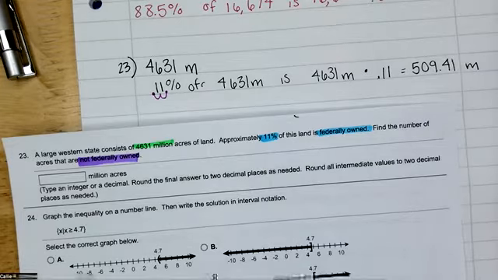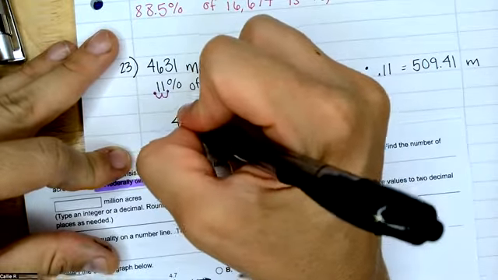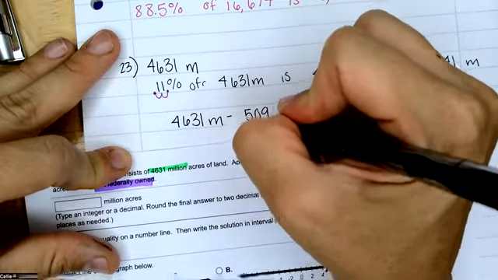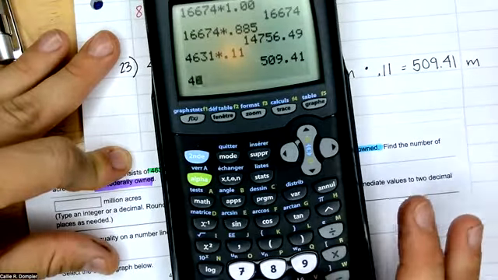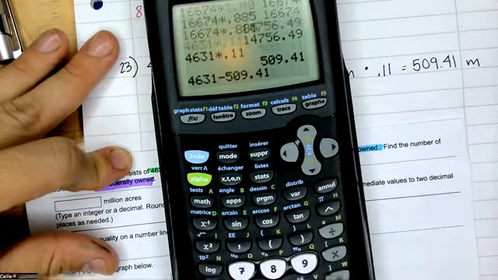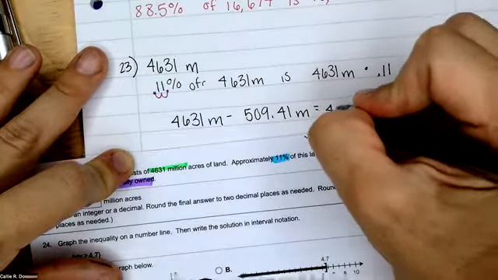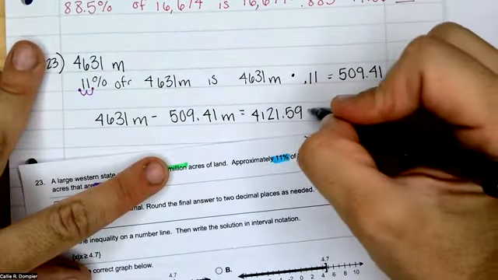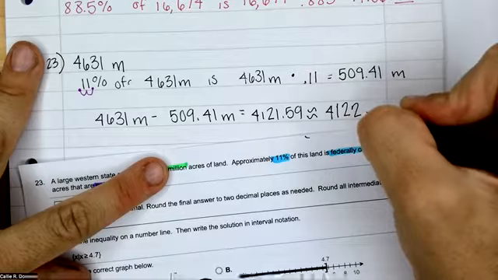That's only 11%. That's what is federally owned. What is not federally owned? Not federally owned would be 4,631 million minus 509.41 million, which is 4,121.59 million. If you were to round that, if it's 5 or higher, you round up, so 4,122, don't forget the million.